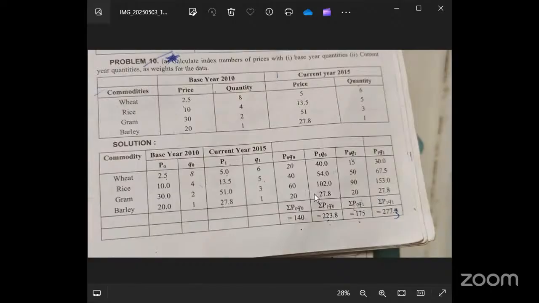So what next? Next thing we need to do is apply a method. I have said we can apply any method like Laspeyres method or Paasche method or Fisher ideal method, anything.